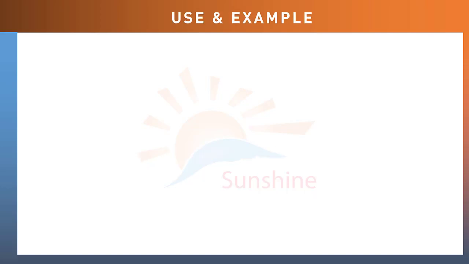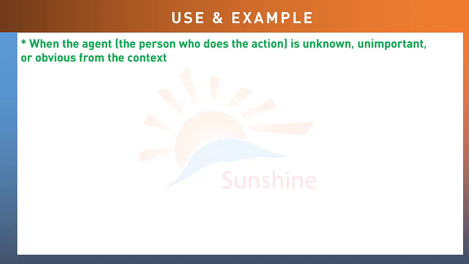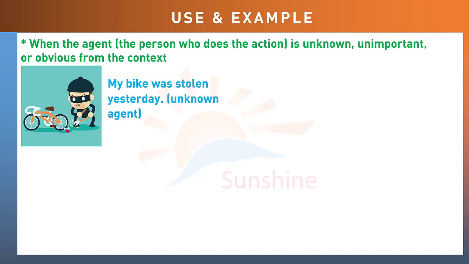In our example sentence, we added the agent at the end because it was important information. Here are some examples of where we do not need to add the agent to the sentence, when it is unknown, unimportant, or obvious from the context. For example, my bike was stolen yesterday. We don't know the agent in this sentence, so it's not added.